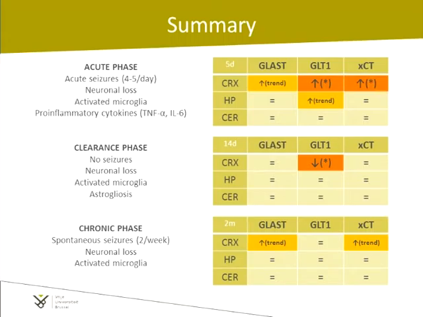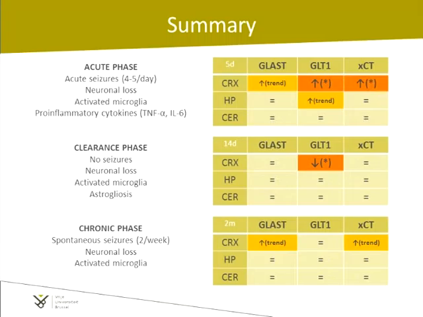During the clearance phase, we don't see changes in the hippocampus, and we see a significant decrease in GLT1 expression. And in the chronic phase, even though these results are not significant, we still think they are pretty interesting, because if these increased protein expression levels of xCT actually correspond to increased extracellular glutamate levels, these won't be compensated by the major glutamate uptake transporter, GLT1, which is responsible for 90% of the glutamate uptake. Therefore, this increase could actually lead to the spontaneous seizures we see in the chronic phase.